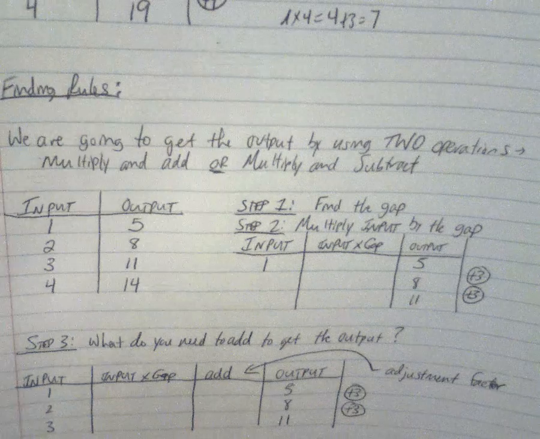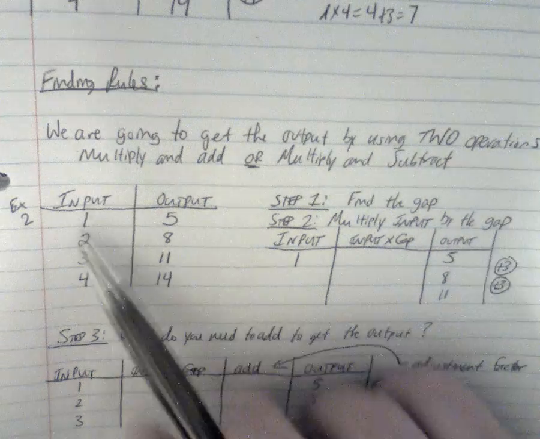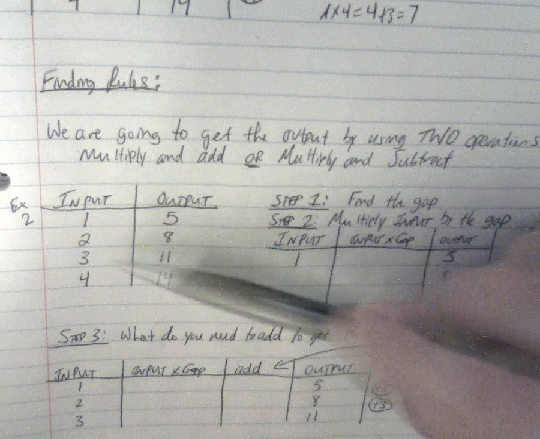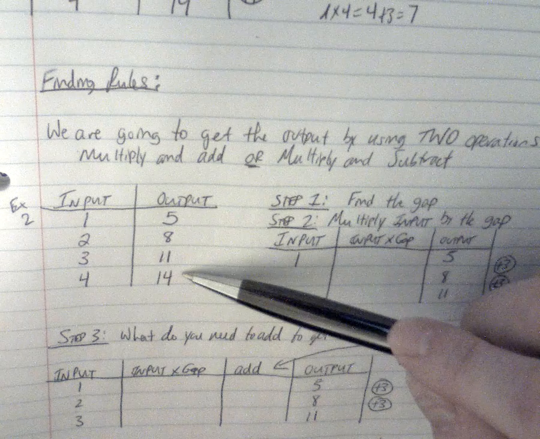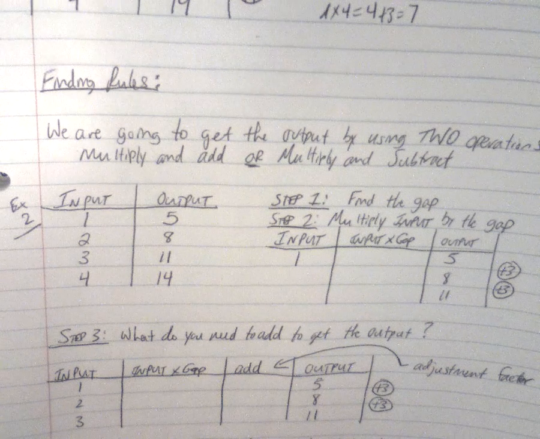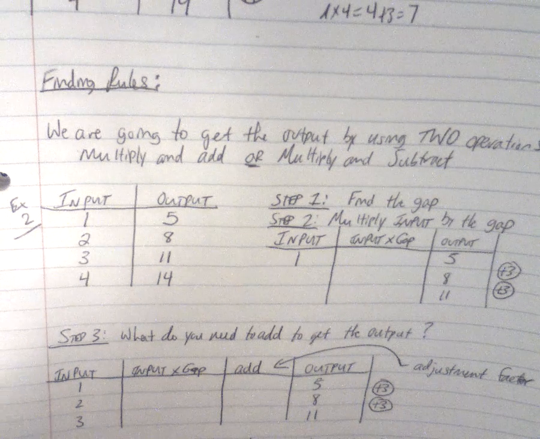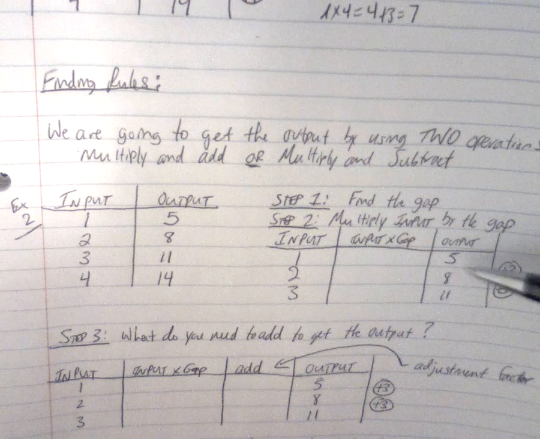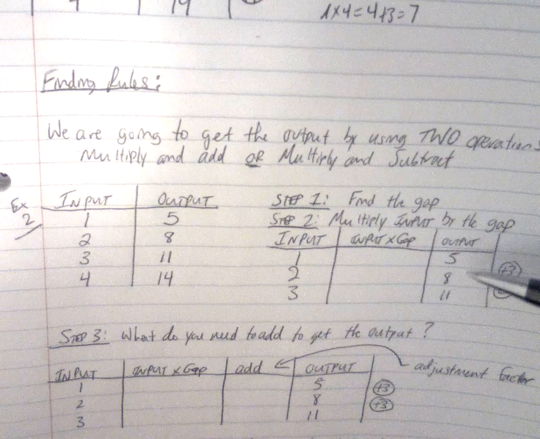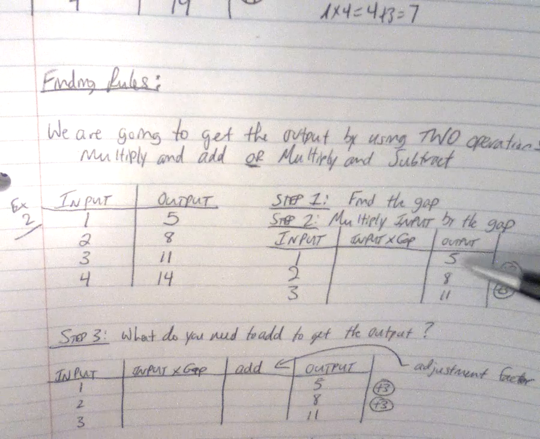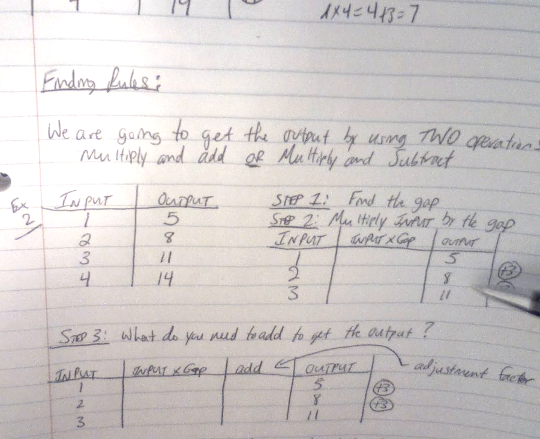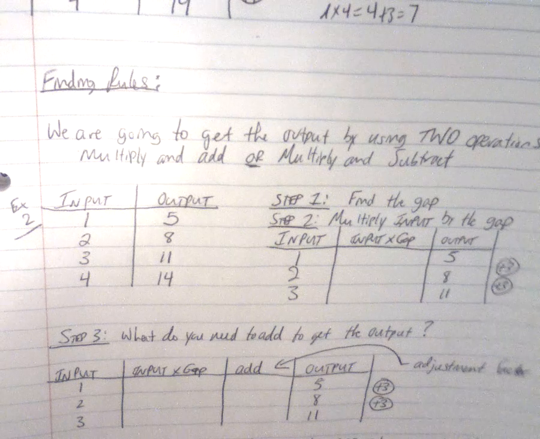And so we're going to take a look at the input and the output. You can see 1 and 5, 2 and 8, 3 and 11, 4 and 14. So this is example number 2. There are 4 different steps that we need to accomplish to find out what we are doing here. The first step is to find the gap. We know what the output is, so we already know how much it's going to go up by each time. 5, 6, 7, 8, so it's going to go up by 3. 8, 9, 10, 11, it's going up by 3 as well.